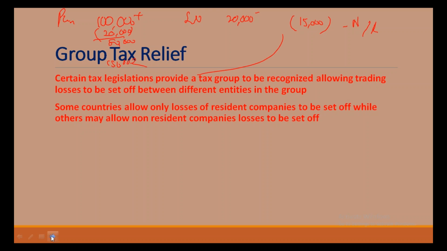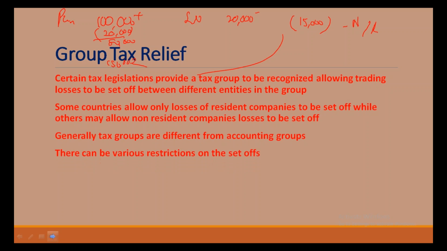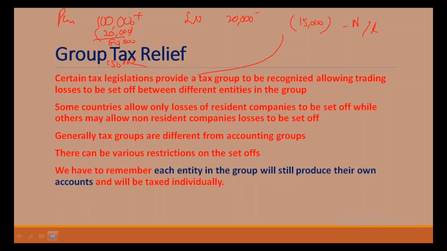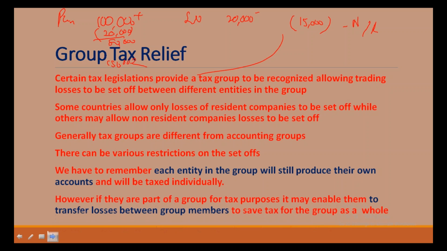Okay. So these are simple ones. Generally, tax groups are different from accounting groups. There can be various restrictions on the set off. Remember, each entity will still produce their own accounts and will be taxed individually. So they will prepare their own separate accounts, but only for taxation purposes, they might allow the parent to set off against the subsidiary or the subsidiary to set off against the parent. Either way, it is possible.